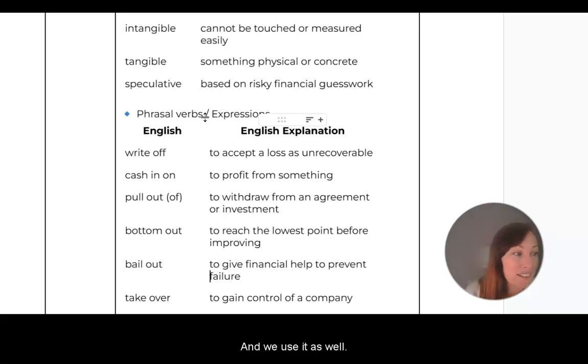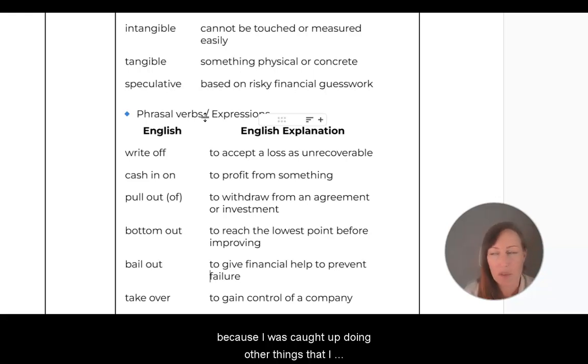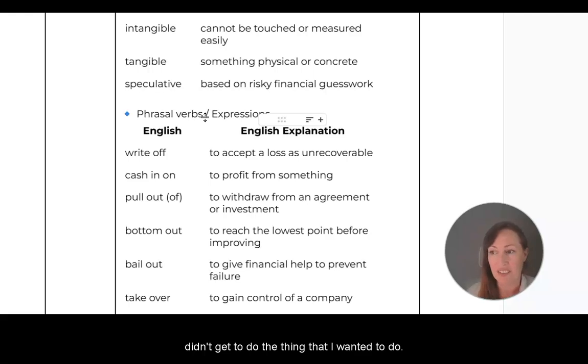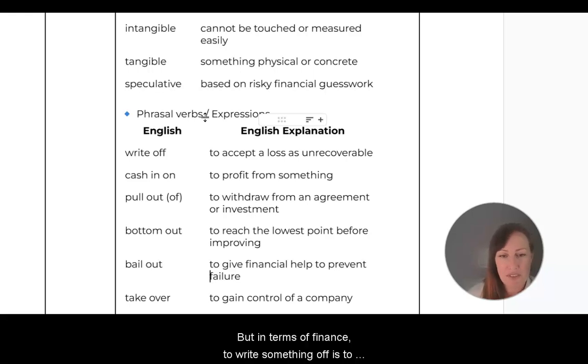And we use it as well. For example, the day was a write-off because I was caught up doing other things that I didn't get to do the things that I wanted to do. So it was destroyed, really, you could say. But in terms of finance, to write something off is to accept as a loss. To cash in on something is to make a profit from something.